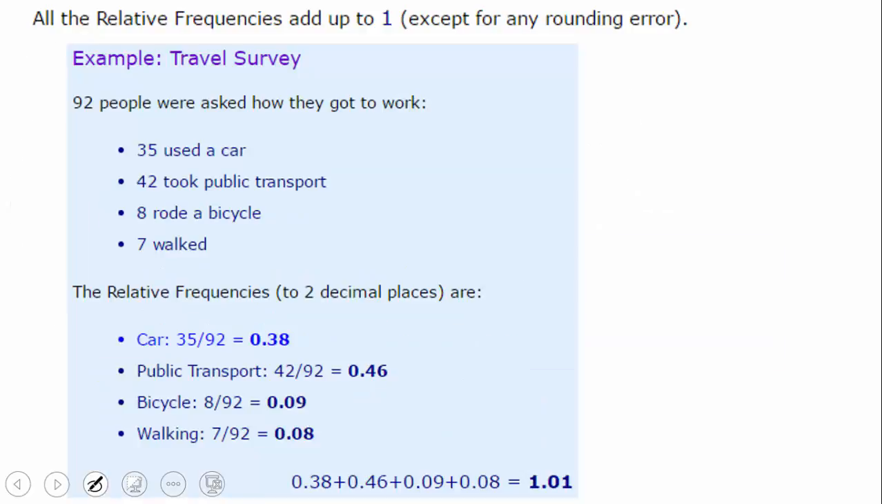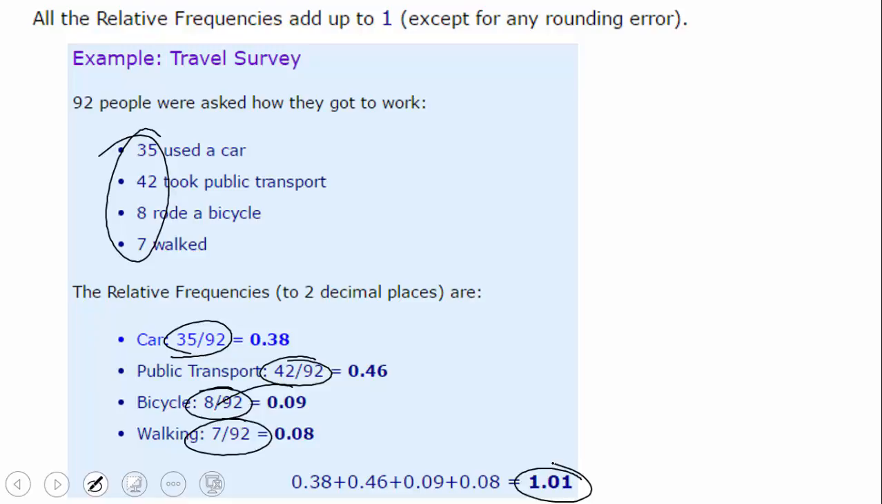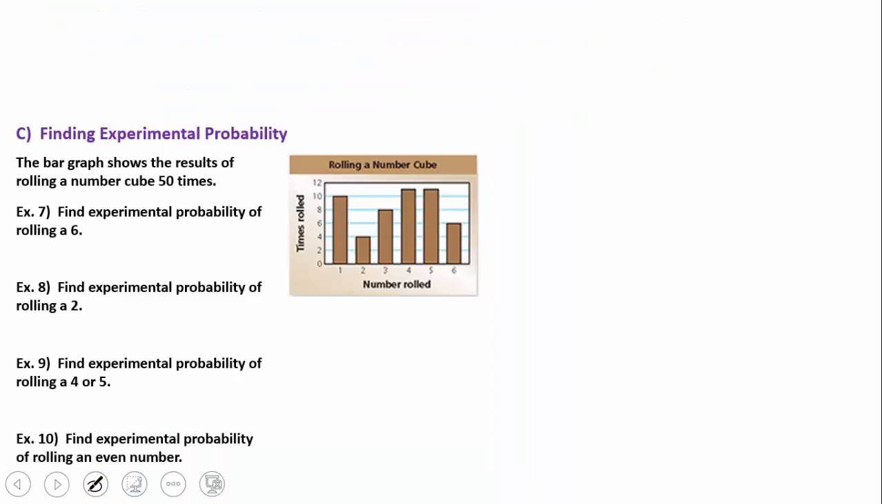Let's move right along. We have to know that all relative frequencies, all experimental probabilities, add up to 1. So in other words, if I asked a bunch of people how they got to work, and I got these answers right here, those are the frequencies. I then turn them into relative frequencies by putting them all out of 92. When I then add them all up, I better get 1. Now notice, sometimes it will depend on how we round the number. But otherwise, if we'd rounded it perfectly or just added the perfect numbers, it would equal exactly 1.